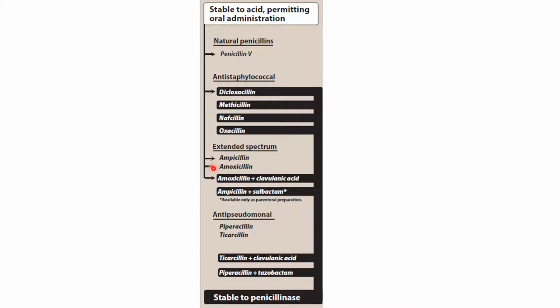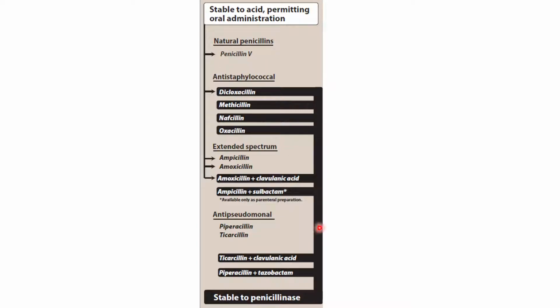So then amoxicillin and ampicillin are also stable for the acids, and piperacillin and ticarcillin are also stable for the acid. So this penicillin V is stable for the acid, but only in high doses. So penicillin V actually is the modification of penicillin G that is not stable for the acid.